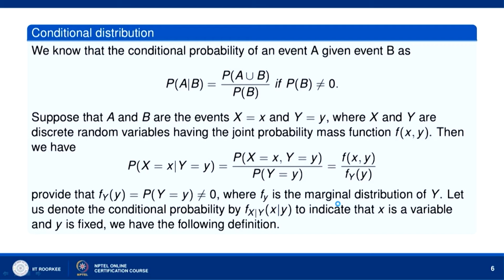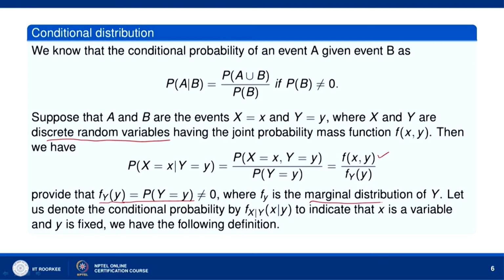Now, suppose that A and B are the events X equal to x and Y equal to y, where X and Y are discrete random variables having the joint probability mass function f(x, y). Then we have the probability that X takes the value x given Y takes the value y equal to the probability that X takes the value x and Y takes the value y divided by the probability that Y takes the value y. Now, the probability that X takes the value x and Y takes the value y is f(x, y), and the probability that Y takes the value y is the marginal distribution function of Y with respect to the joint distribution, provided that the marginal distribution function or marginal density of Y with respect to the joint distribution is not 0.